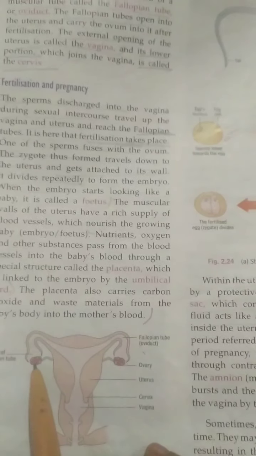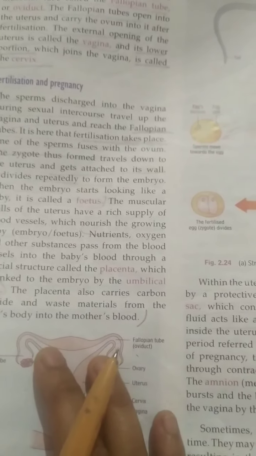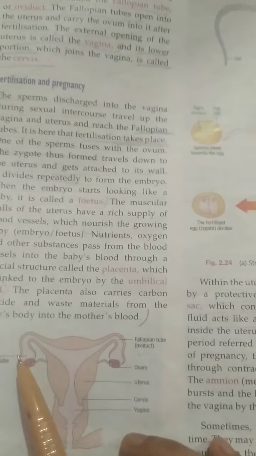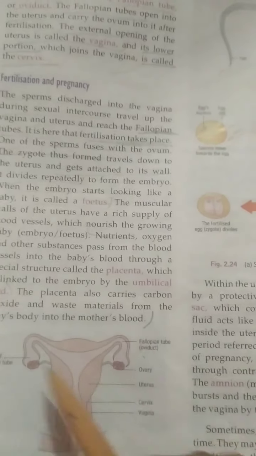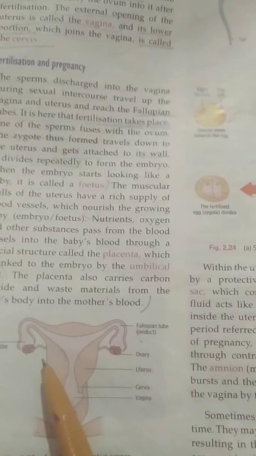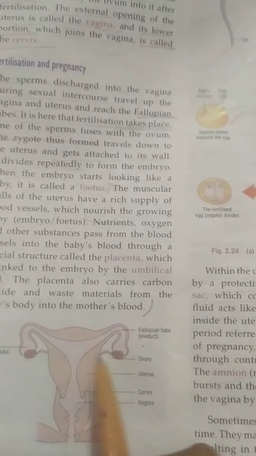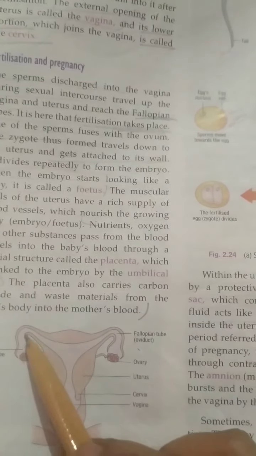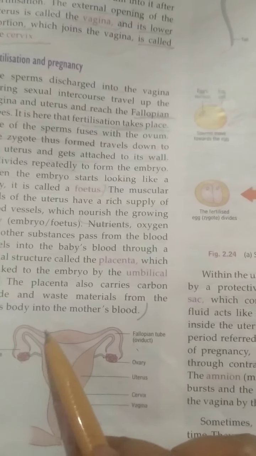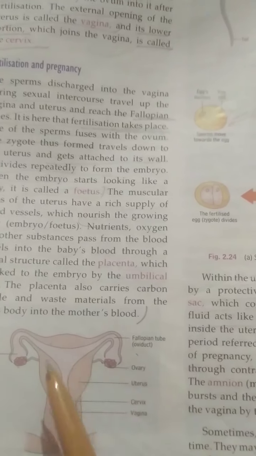So students, in the female body there are two ovaries located in the lower abdominal cavity. Each ovary is attached to a hollow muscular organ. Then you can see a finger-like projection arising from the funnel shape. They are known as the fallopian tubes, and these projections open into the uterus and carry the ovum into it after the fertilization. So you can see this is the uterus.